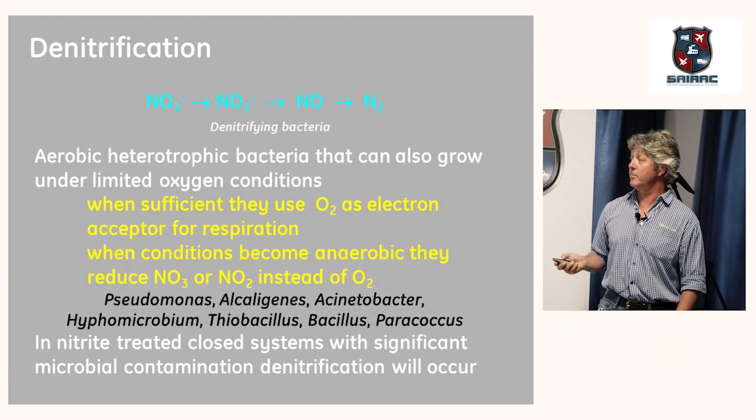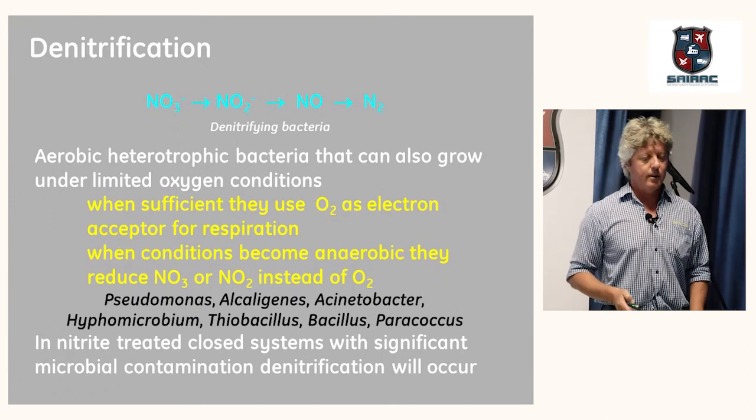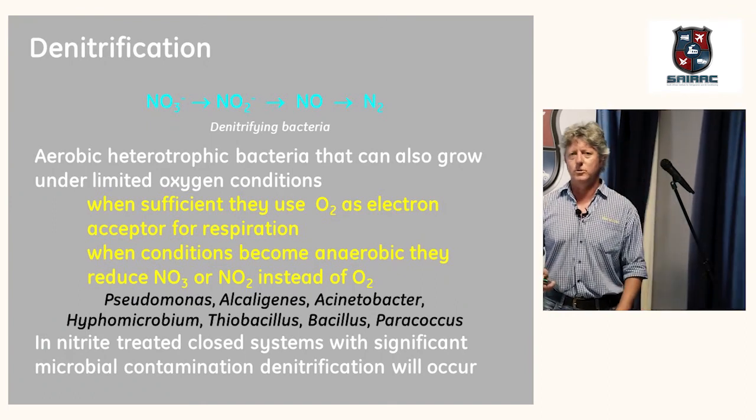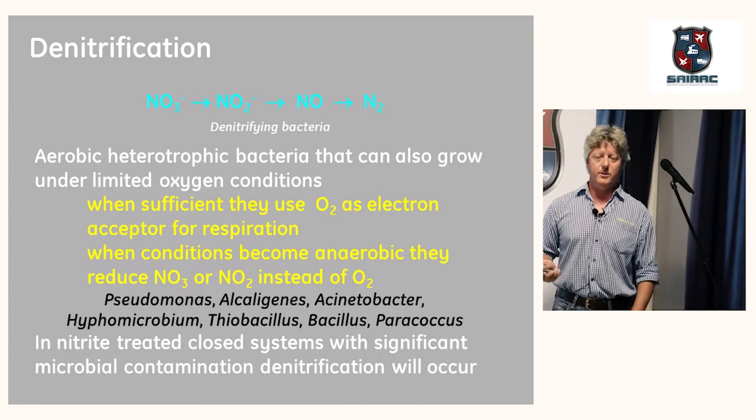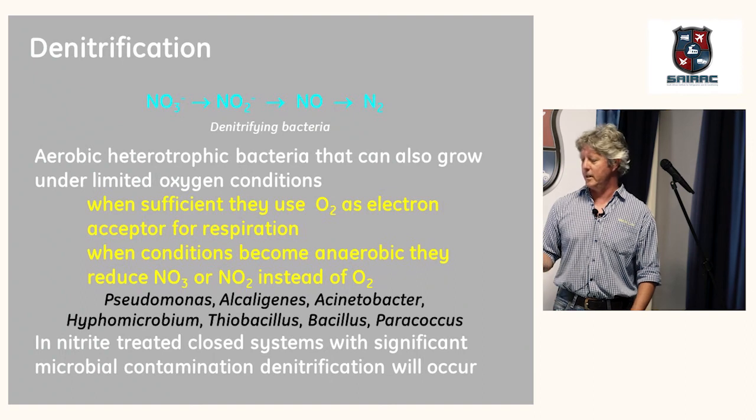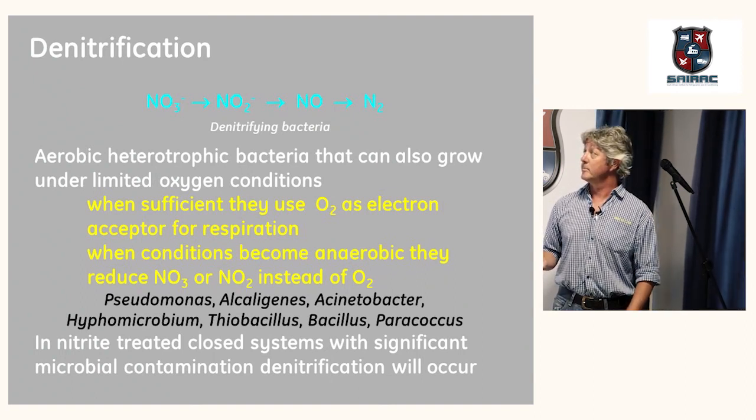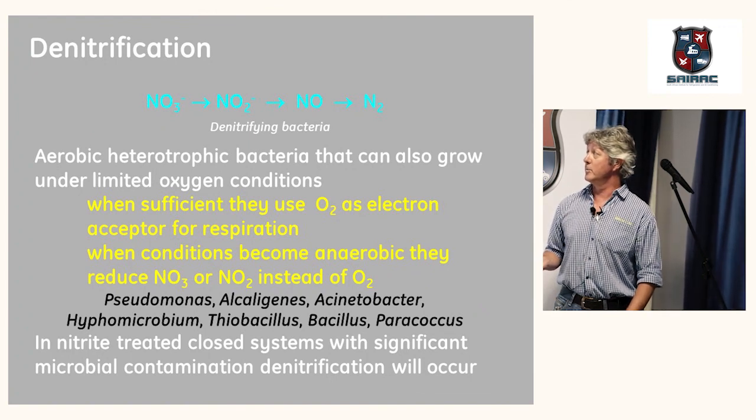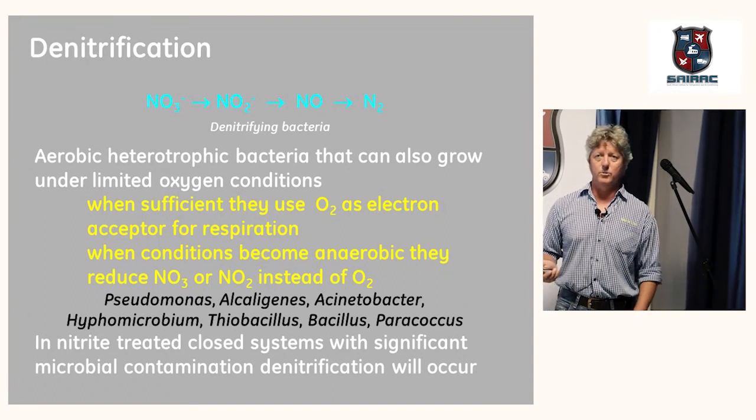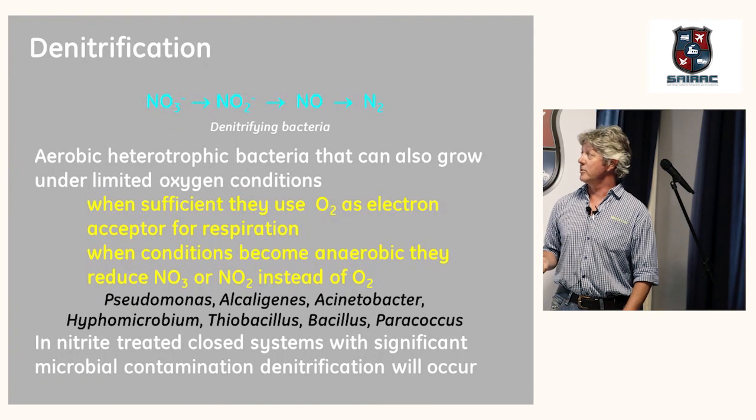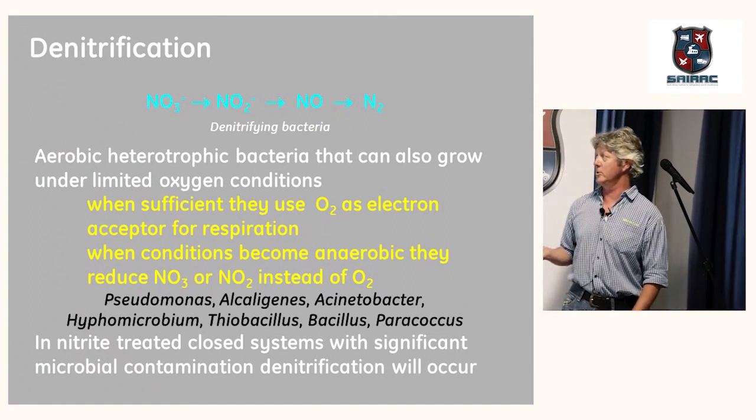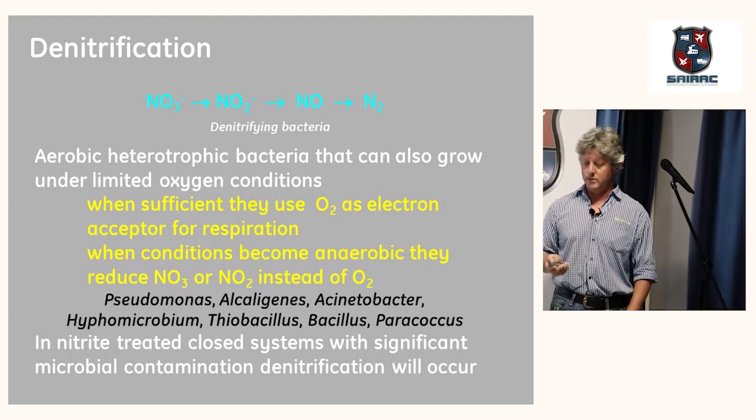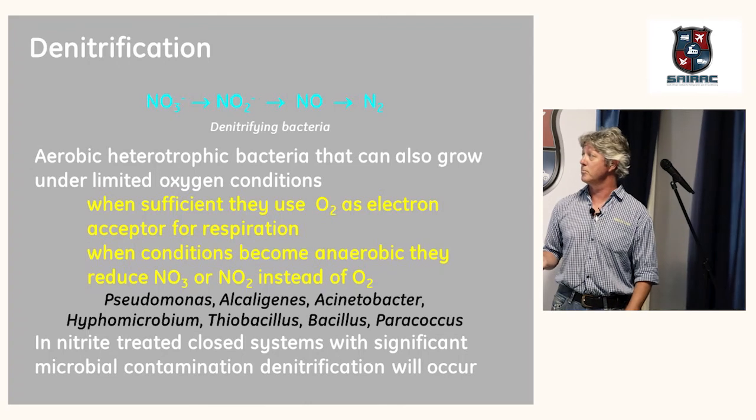Denitrification is another problem, but this is more in closed chilled systems where we use nitrite to inhibit corrosion. Where you get denitrification or denitrifying bacteria, and they actually live on the product that we introduce to inhibit corrosion. Heterotrophic can also grow under limited oxygen conditions. They're actually aerobic, but under limited oxygen they can also live. They use oxygen as electron acceptor for respiration, and when conditions become anaerobic, they reduce NO3 or NO2 instead of oxygen. So nitrate or nitrite, they reduce that as a nutrient for themselves. These are just the types of bacteria that can do that.